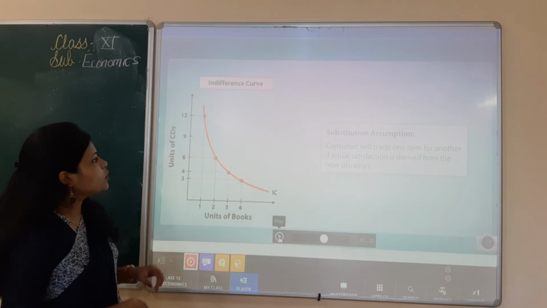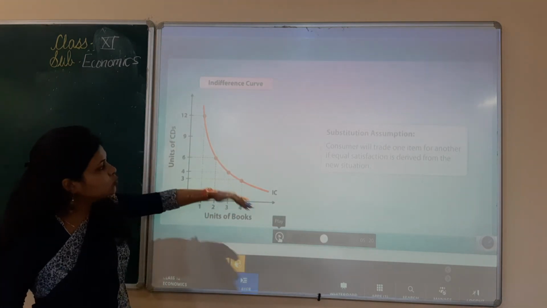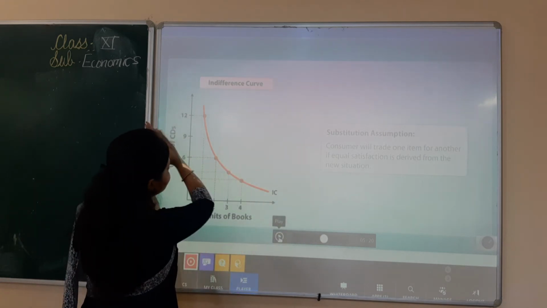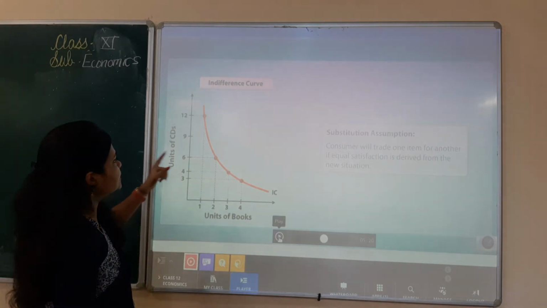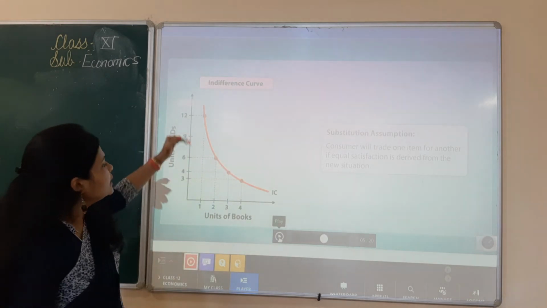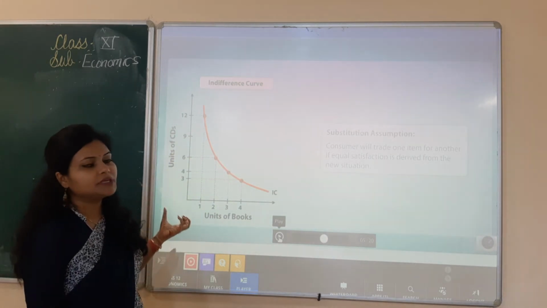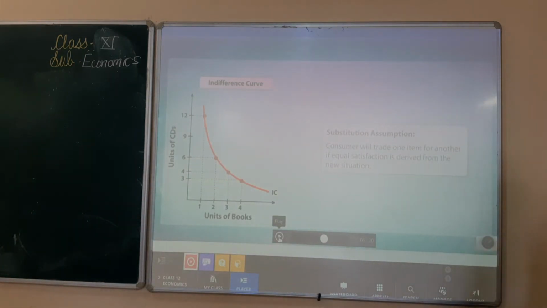The next is that the indifference curve is sloping downward from left to right, so that is a negative slope. That means if we are increasing the number of one good, automatically the other one has to decrease because of the limited amount of money or budget. Let's see what the other thing is saying.